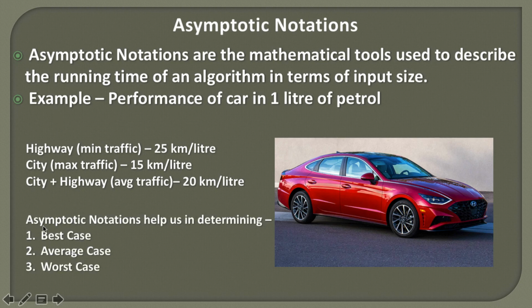So here the asymptotic notations help us in determining the best case, average case and the worst case. You can simply relate this analogy to these conditions: the best case would be that you are driving on a highway, the average case would be that you are driving in both city and highway, and the worst case would be that you are simply driving in the city. So this is how asymptotic notations provide us an in-depth description about the running time of an algorithm in terms of its input size.